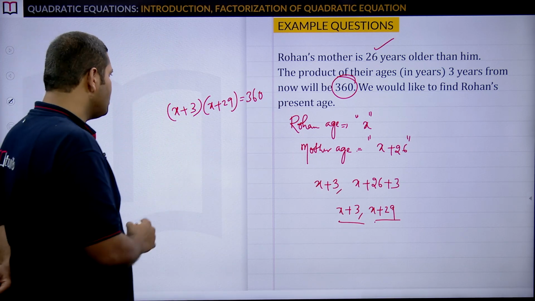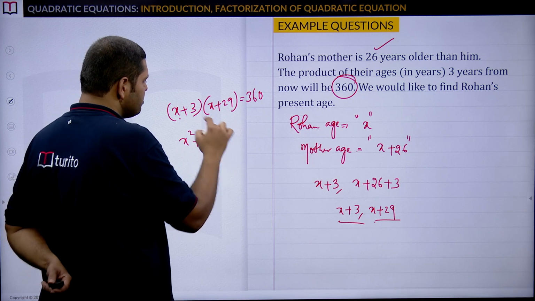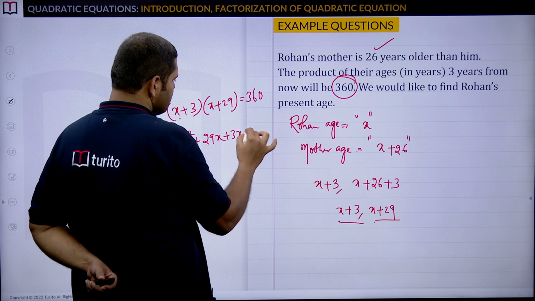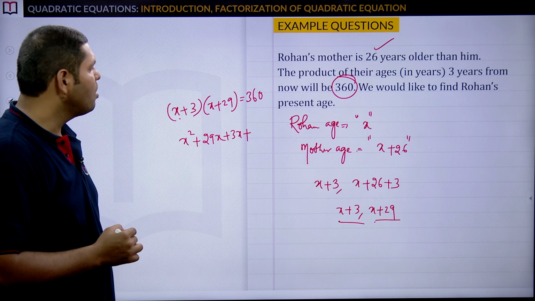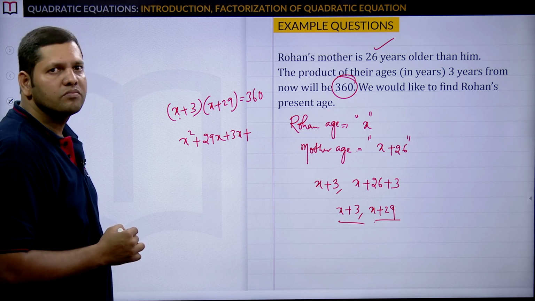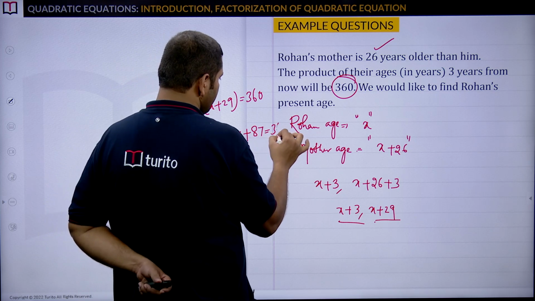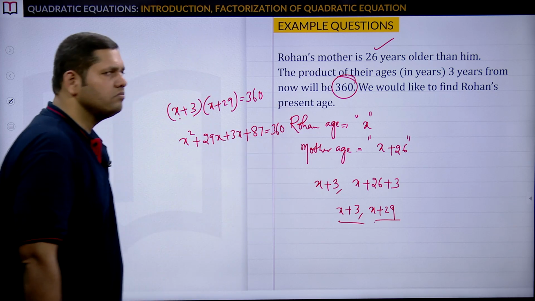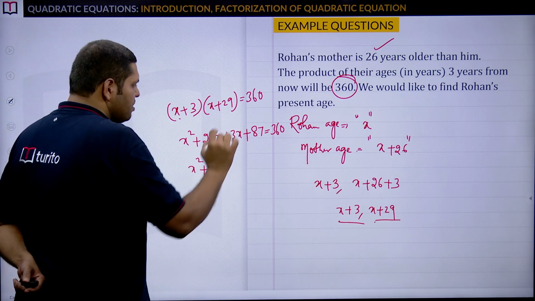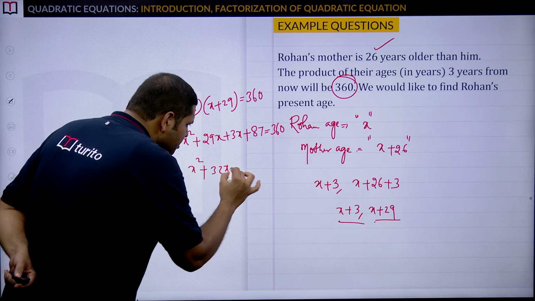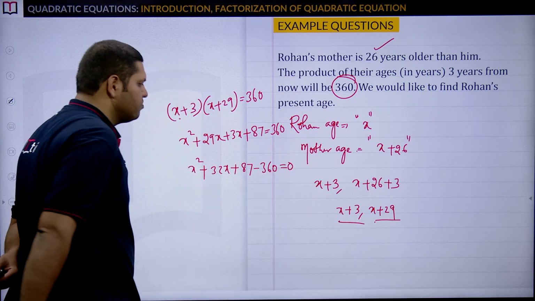Now children, multiply these two polynomials. x into x is x square, and this is 29x, and this is 3x. 29 into 3, what is the value, children? So it is 87, equal to 360. Then, children, it is x square plus 29x plus 3x. So we can say x square plus 32x plus 87 minus 360 equal to 0.